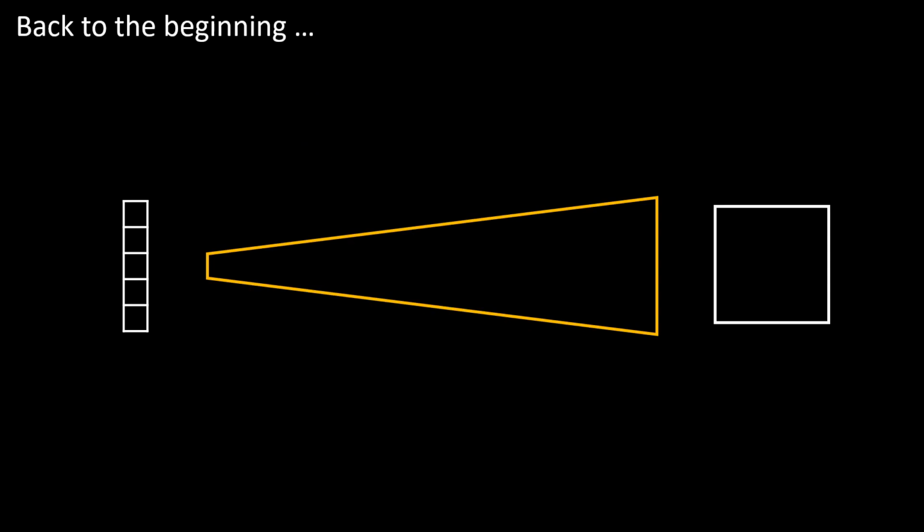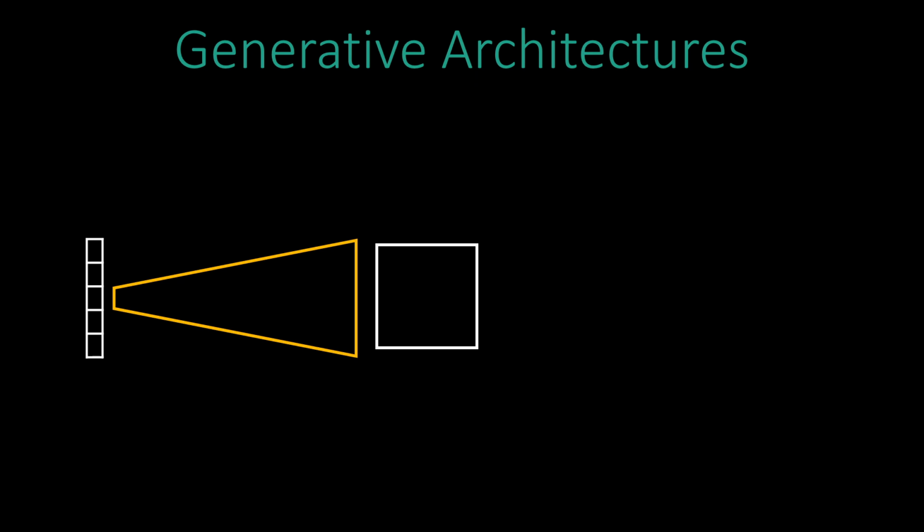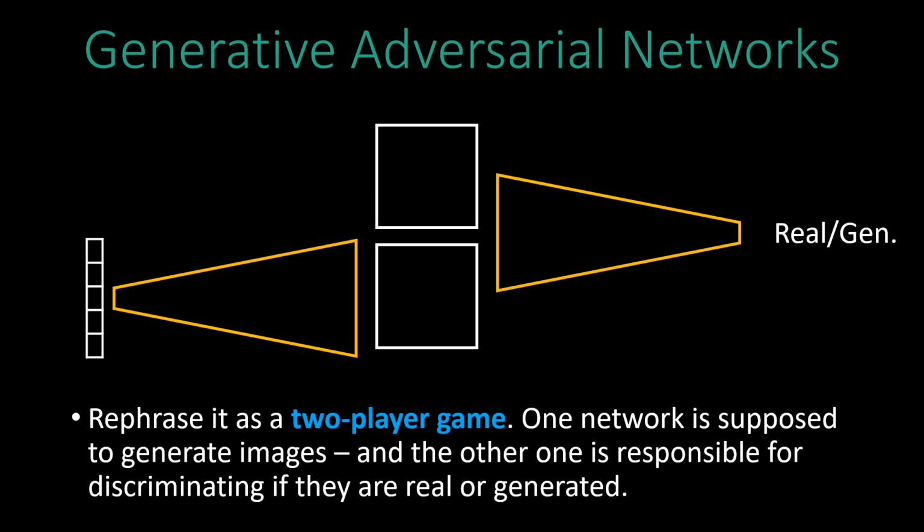Okay, so let's go back to the beginning, where we had this sort of drawing of a generative model, where we have a latent vector, there is some magic here, and we generate an image, where we know that this magic probably will include some upscaling and convolutional layers, but still. And let's talk about the other type, or the second architecture, which we often use in generative models, and that is the Generative Adversarial Network.